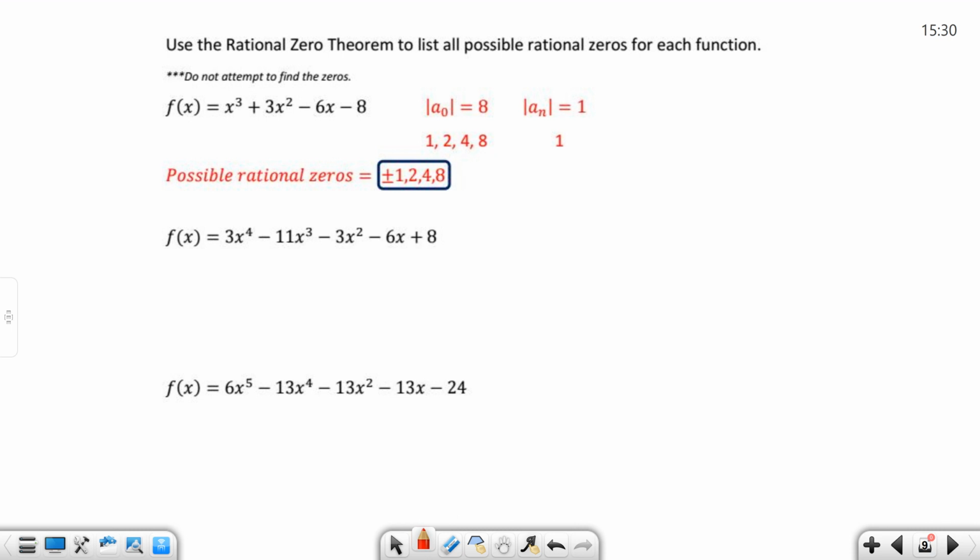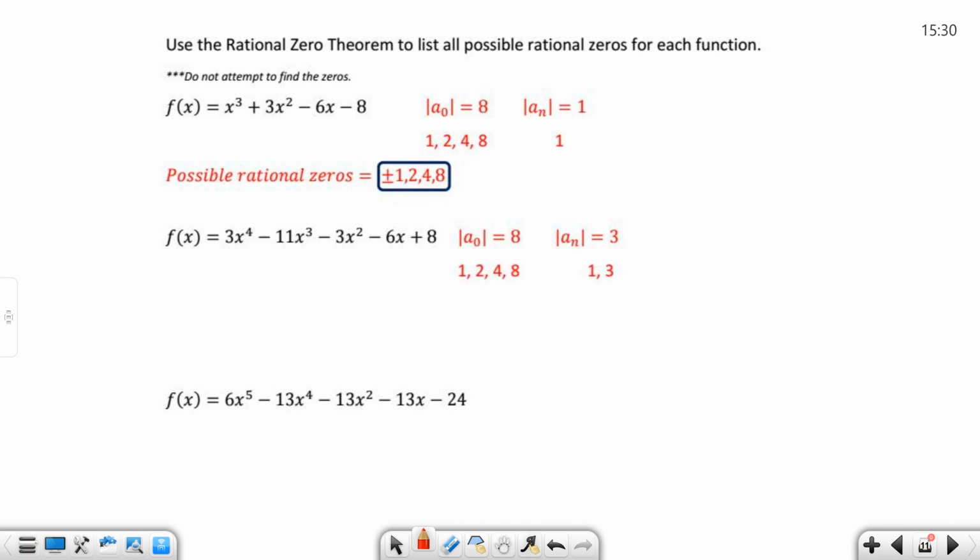What is my a sub 0 of the next one? There's my a sub 0, right? What is my a sub n? The 3. So let's see if that's what we have here. A sub 0, 8, a sub n, 3. And again, I'm not worried about whether they're plus or minus. I'm taking the absolute value because I'm going to worry about that later. My factors of 8 are 1, 2, 4, and 8, right? Again, I saw the same thing before. What are my factors of 3? 1 and 3. There are no other factors of 3.